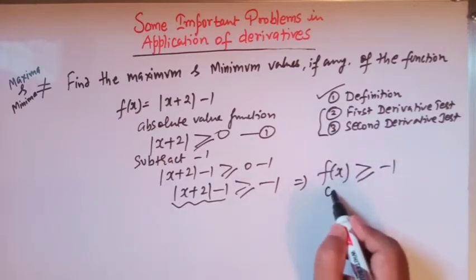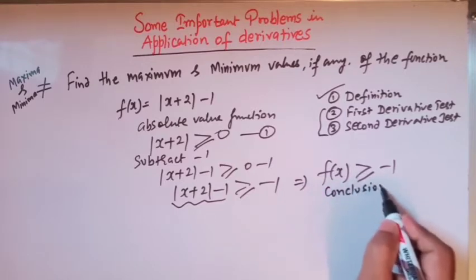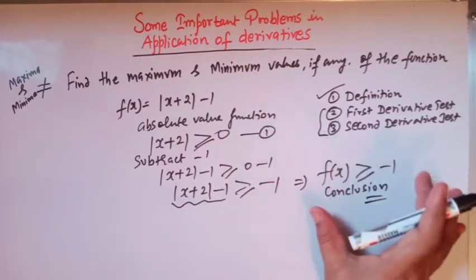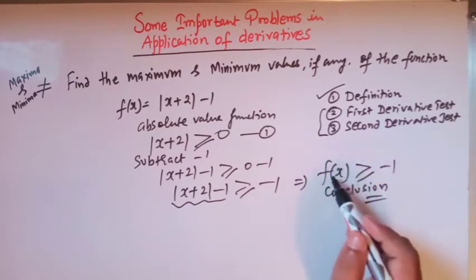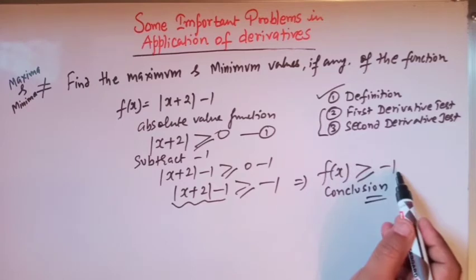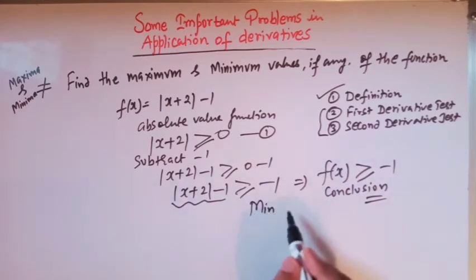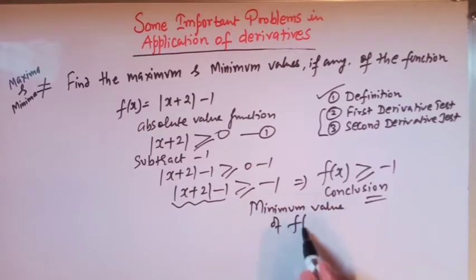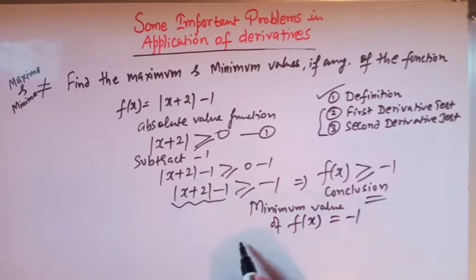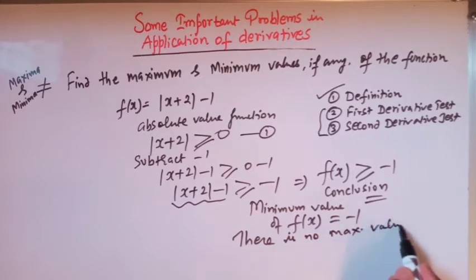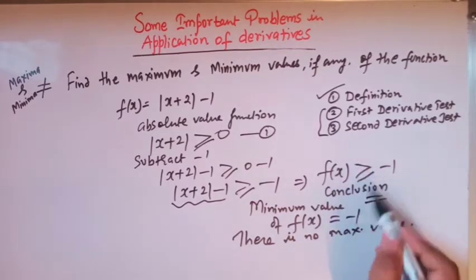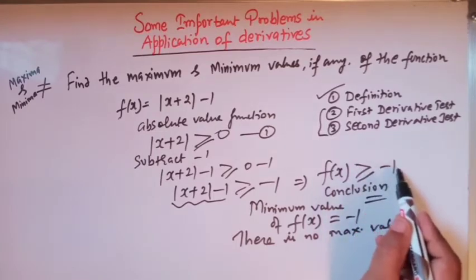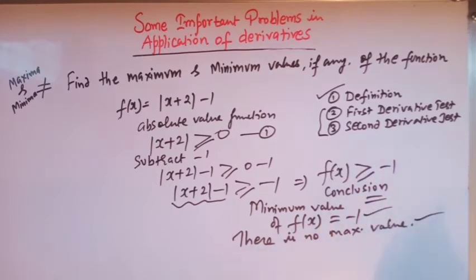So what conclusion can we draw from this expression? The function is greater than or equal to minus 1. So it means the minimum value of the function is minus 1, and there is no maximum value, right? There is no maximum value. So the minimum value is minus 1 because f of x is greater than or equal to minus 1, and there is no maximum value.